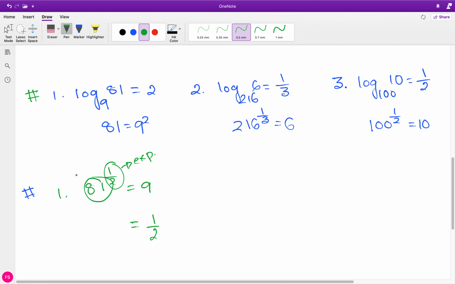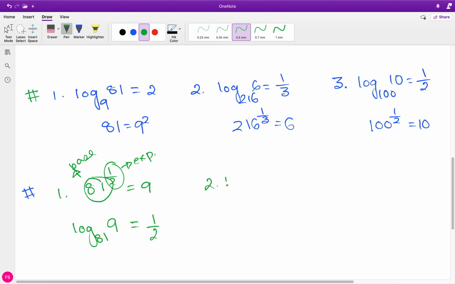This is the base. If you want to change it to log form, you write log. The base is 81. We always write the base over here. Equals half because that's the exponent and that's the value of your log, leaving us with 9. We write the 9 here.